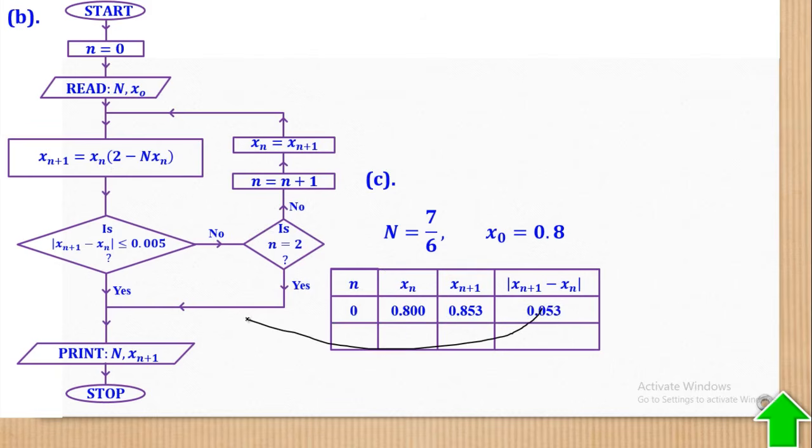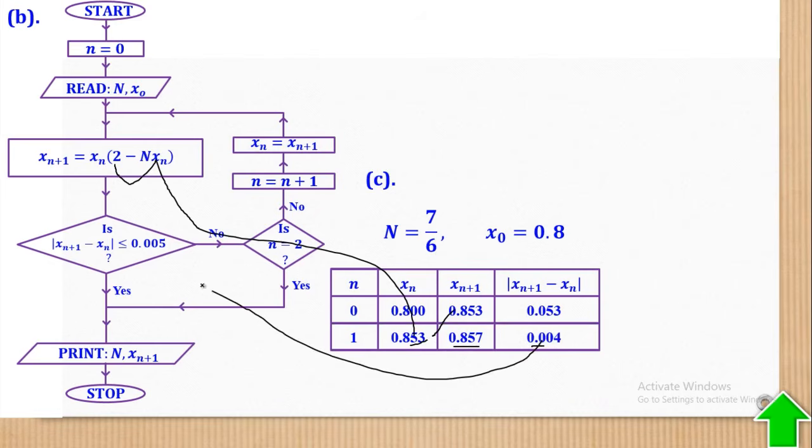Put this in this decision, the answer will be no. And when you go here, n is not equal to 2, so the answer is still no. Therefore, you have to increase the number of iterations and then compute. So when I increase, n will be 1. I bring this new value of xn and put it here to get the new value of xn plus 1, which is 0.857. Then the difference between these two will be 0.004.